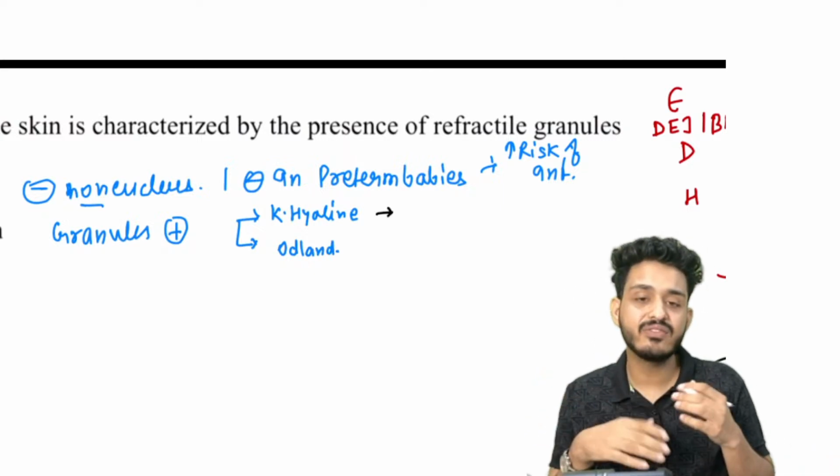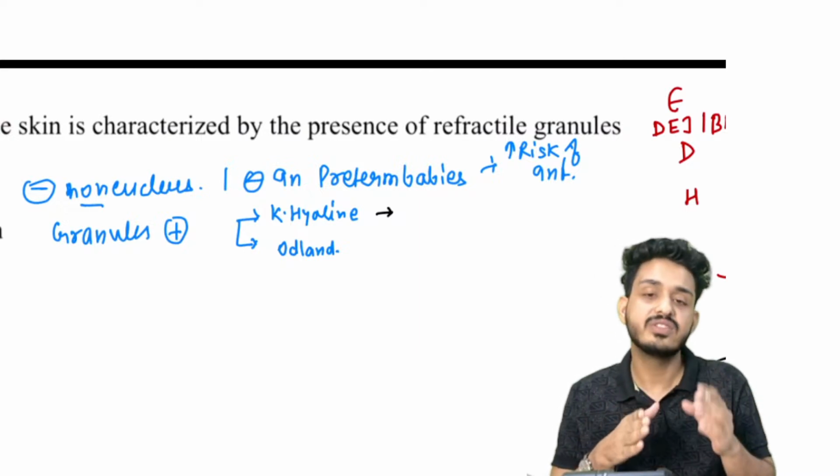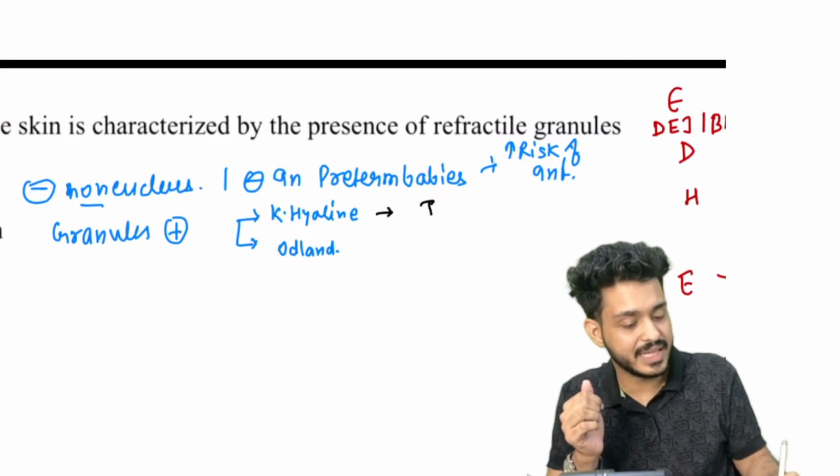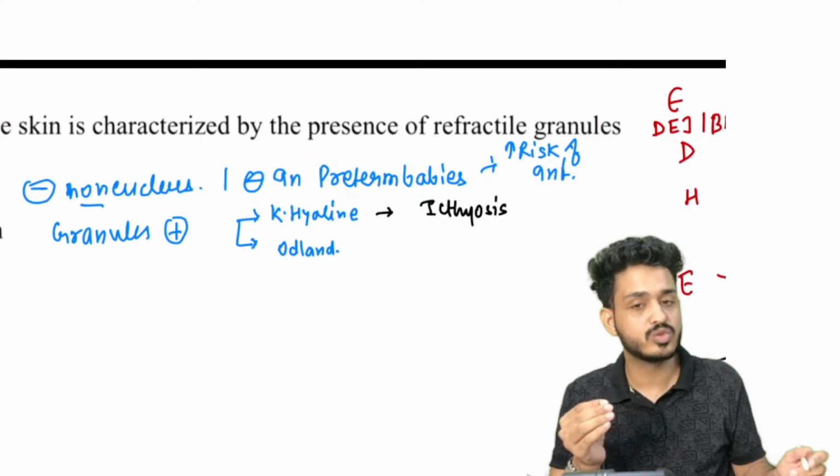Keratohyalin granules make filaggrin. Filaggrin is basically a filament-aggregating protein. If this is lost, what will happen? There will be a disease known as ichthyosis vulgaris. Vulgaris means most common.